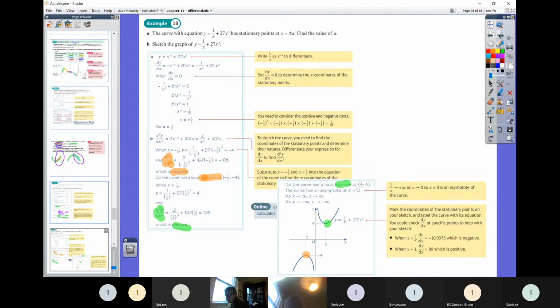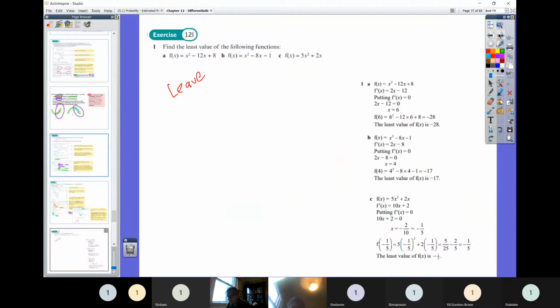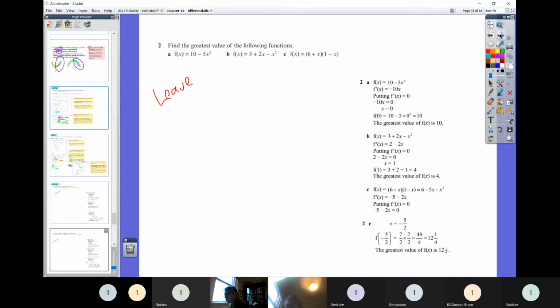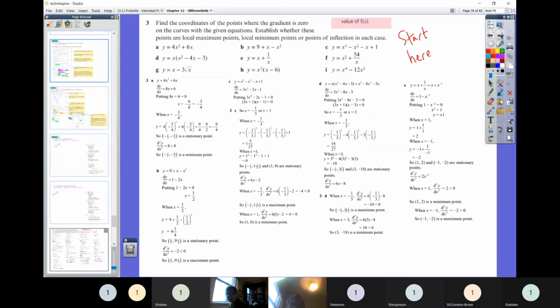So that's it, guys. What I want us to do is exercise 12I, but I want you to leave question 1 and question 2. So I want you to get stuck in from question 3 onwards, please. All right, so we're going to start on question 3, and I've only copied and pasted them so far, so I'm going to be working, doing these at the same time as you.